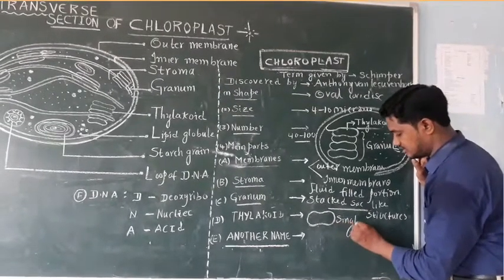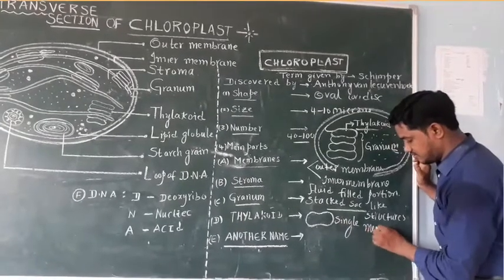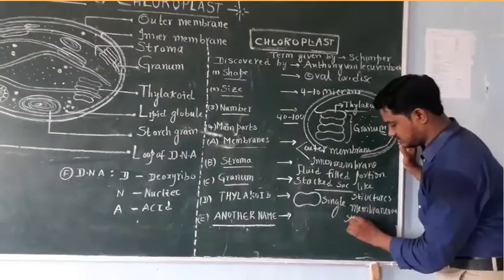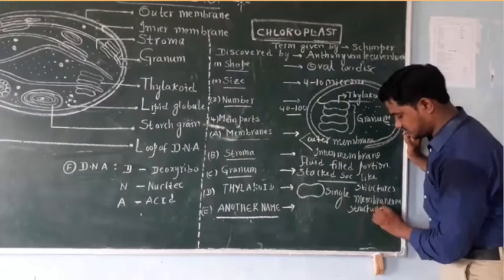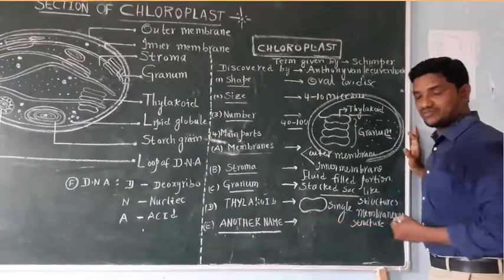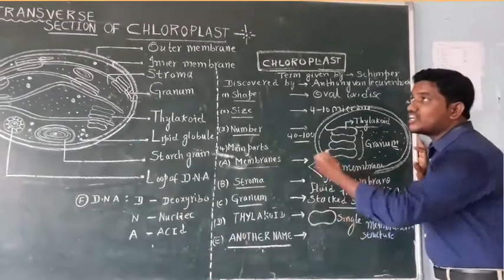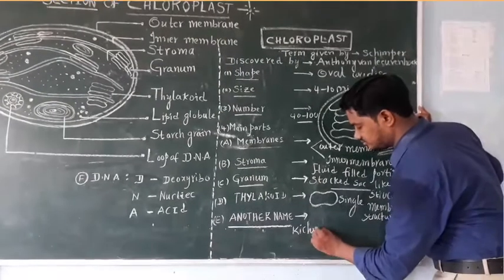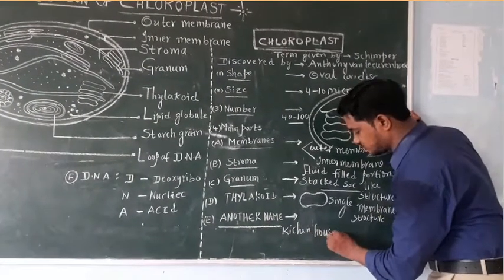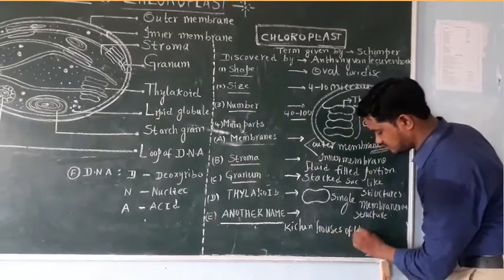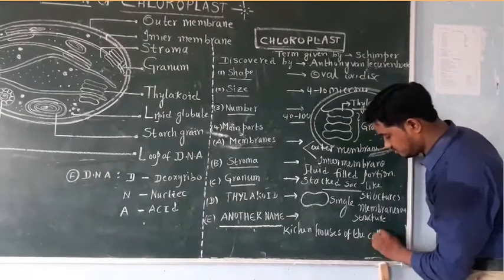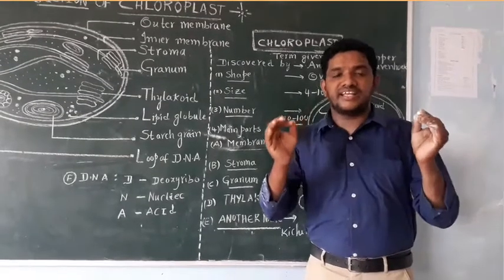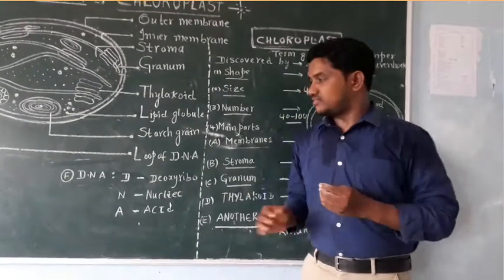A single membranous structure is called thylakoid. What is another name of chloroplast? Kitchen houses of the cell. Because it prepares food material. Next one.